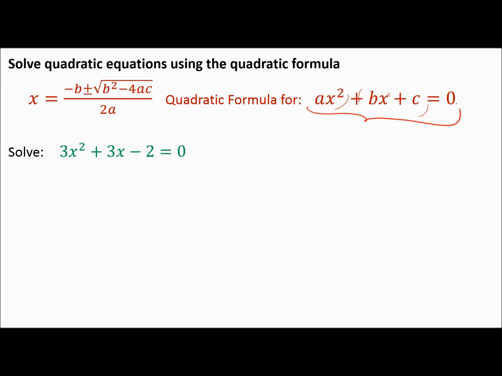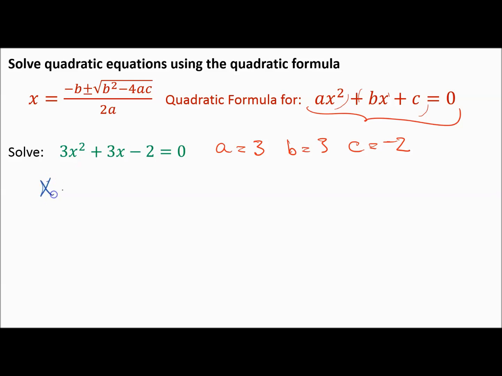And your a is the number in front of x squared. So in our problem right here, our a is equal to 3. Our b is equal to 3 also. It's the number in front of the x. And our c is equal to negative 2. So a is 3, b is 3, and c is negative 2. Let's see if we can find the two solutions to this equation using the quadratic formula.